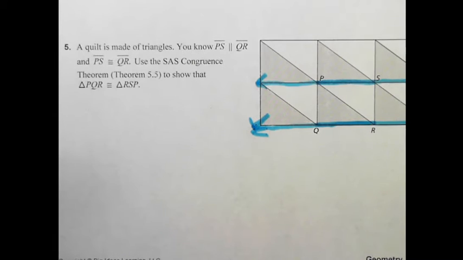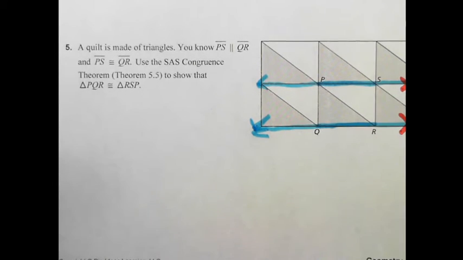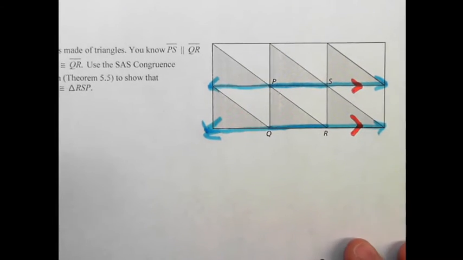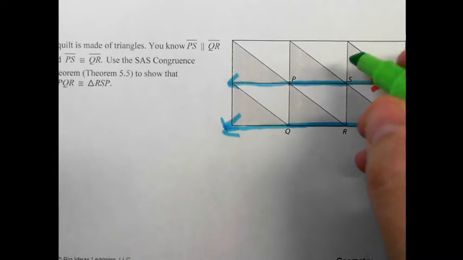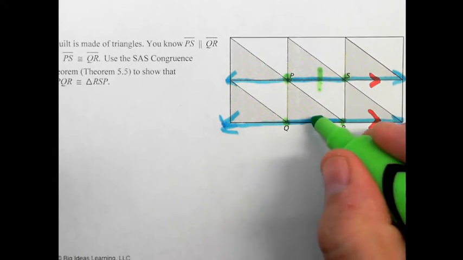And they're saying that those two lines are parallel. So I'm just going to mark it up like that so I know that they're parallel, okay? And then it says PS is congruent to QR. So then I know that this little line segment from here to here is congruent to this little line segment from here to here.